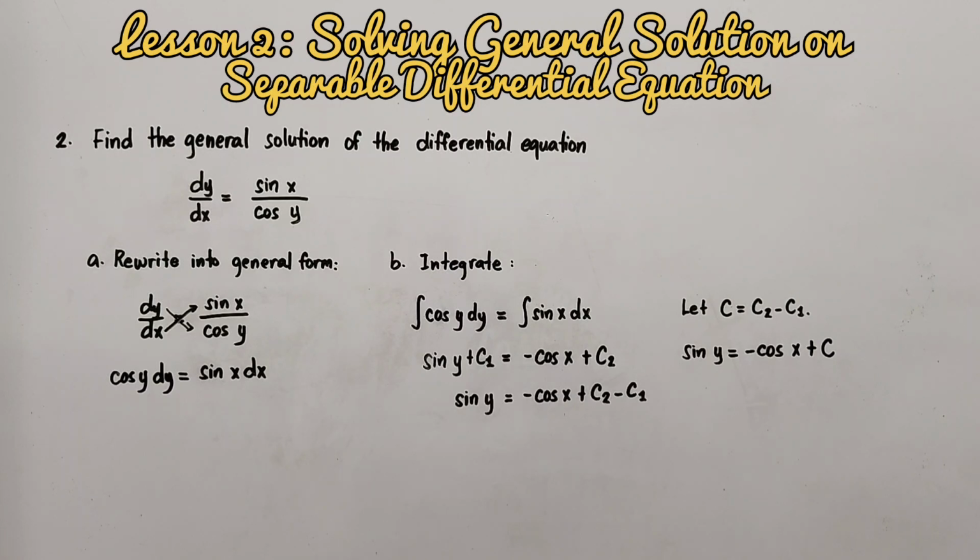Applying the additive inverse of c sub 1, we have sin y equals negative cos x plus c sub 2 minus c sub 1. We let c equal c sub 2 minus c sub 1. So the general solution of this differential equation is sin y equals negative cos x plus c.